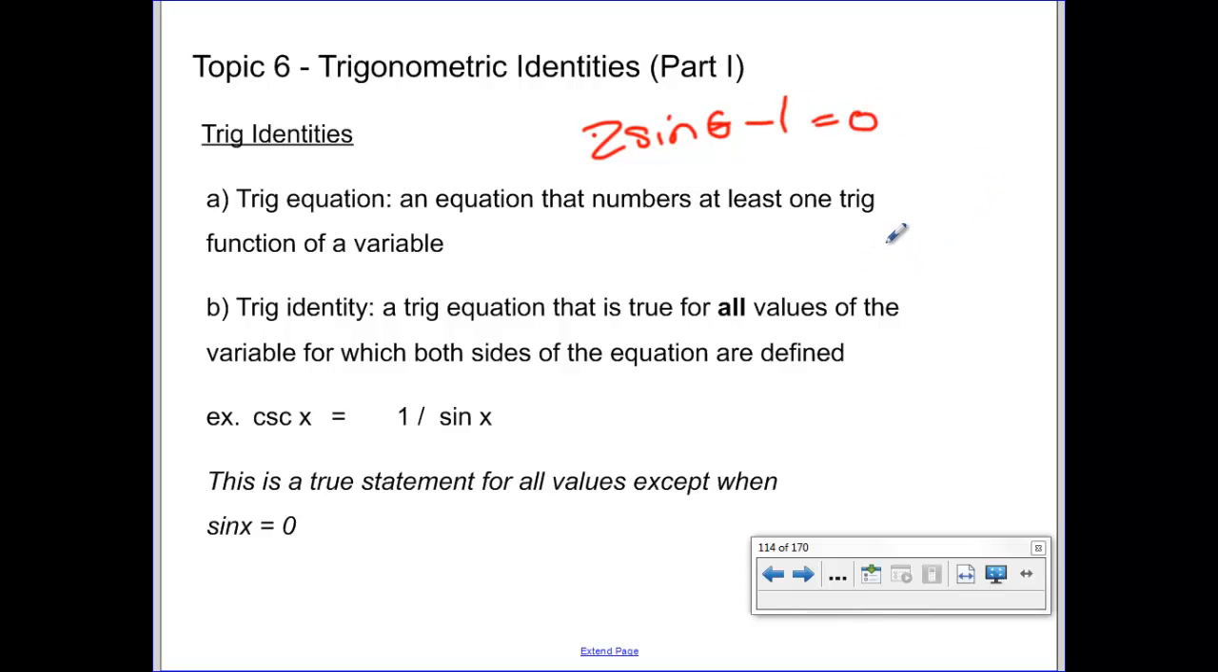Could we solve this for theta? Hopefully you have those skills by now. You could add 1 to both sides, and divide by 2. And then I'd ask you, where is sine of theta equal to 1/2?